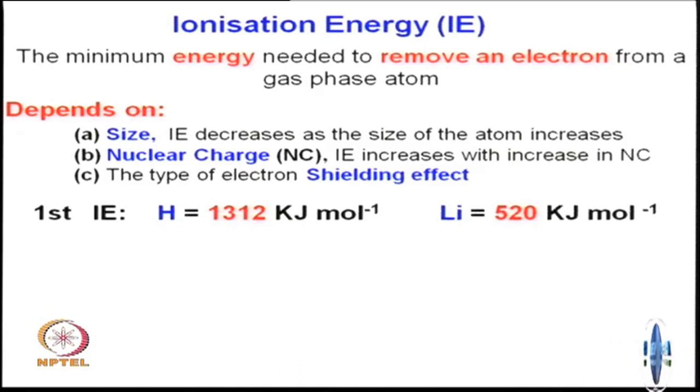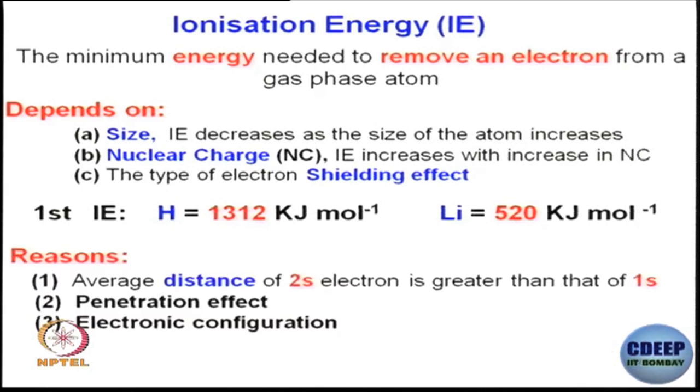First ionization energy for hydrogen is this much, 1312. Lithium, which is 1s2 2s1, this 1s electron removal will cost you 1312 kilojoule per mole. Lithium 2s1 electron removal will cost you 520 kilojoule per mole. So, 1s electron removal is costing much more compared to 2s electron. Why is that? Of course, 1s is smaller in size, 2s is bigger. So, the distance of 2s electron is greater than that of 1s electron.